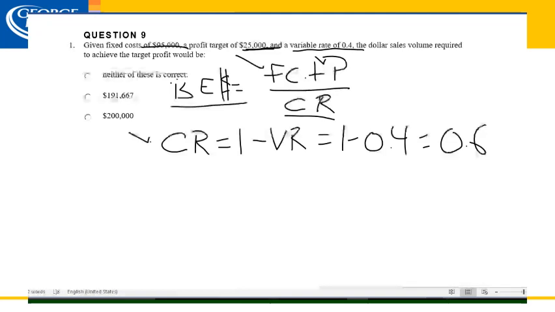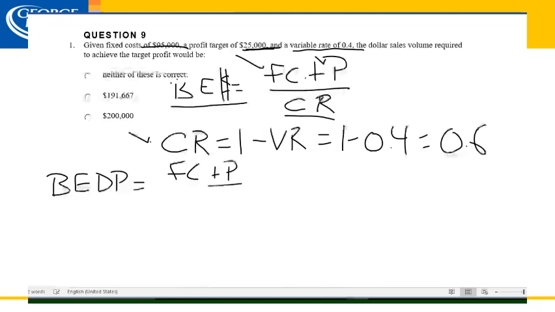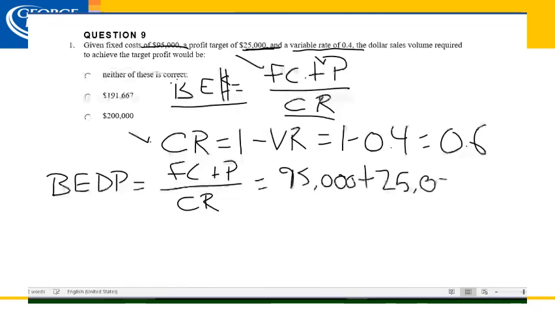Sorry, I said that wrong. We can solve for the amount of sales that we would need to achieve that target amount of profit. So let's do that now. Our break-even with desired profit, I'm just adding TP for desired profit there, is our fixed costs plus the amount of profit we want divided by our contribution rate, which turns out to be 95,000 plus 25,000 divided by 0.6.